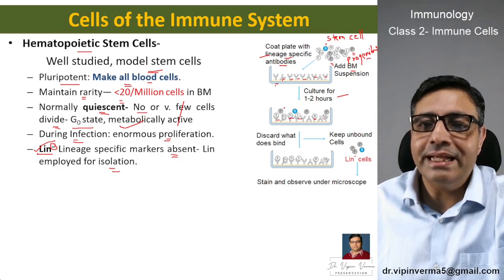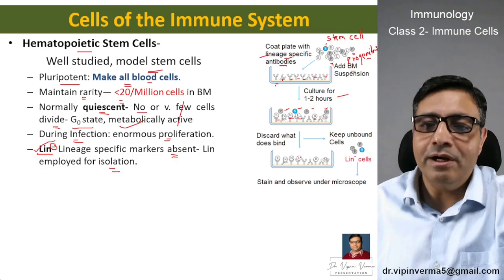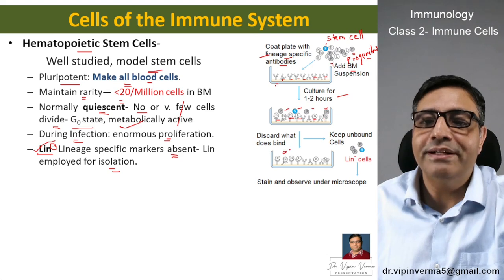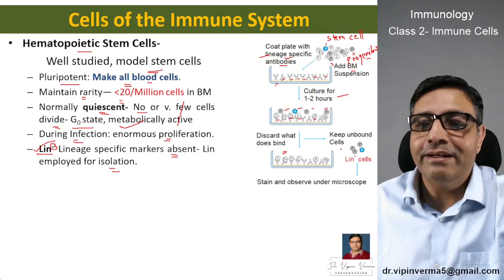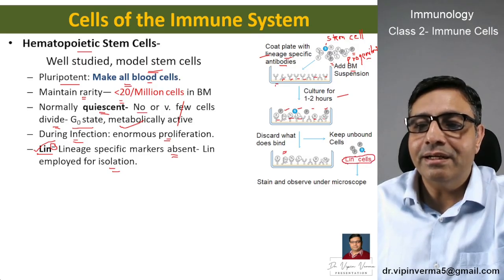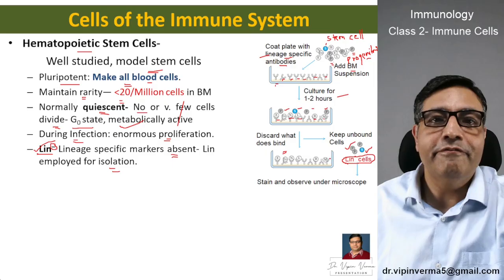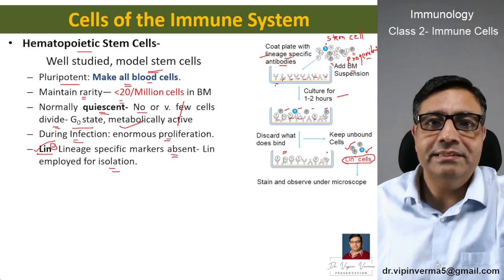But some cells, like the progenitors and the stem cells, they are free. So what we will do, we will discard what binds here. We have no interest in these cells because they are already terminally differentiated cells. But we collect the cells which are the unbound cells. And when we stain and observe under the microscope, we will find that these cells are the lineage negative cells, and they are a mix of stem cells and progenitor cells, and that's how we discovered and isolated these cells, right?